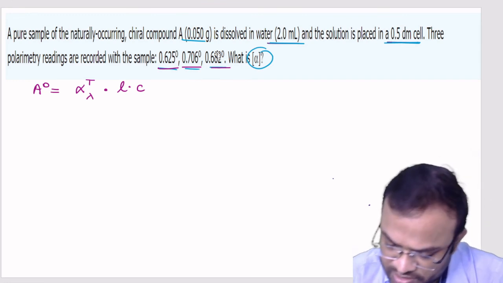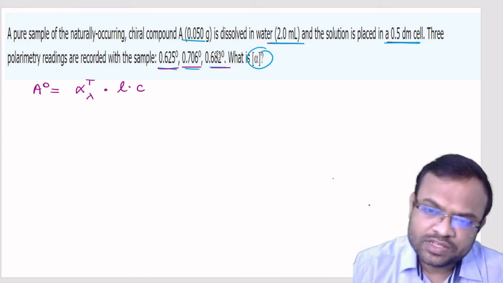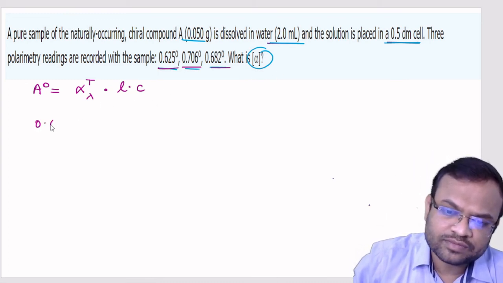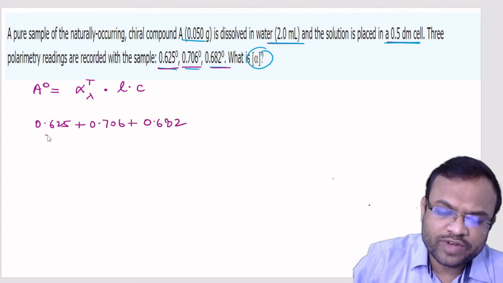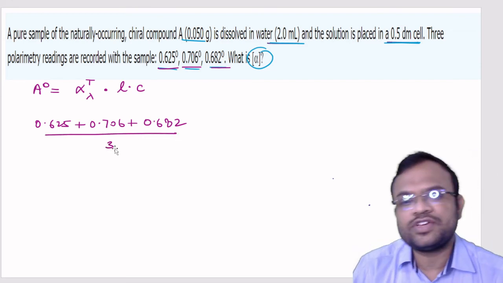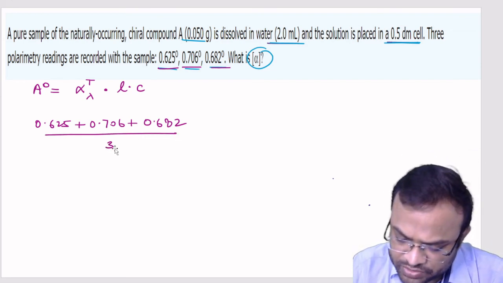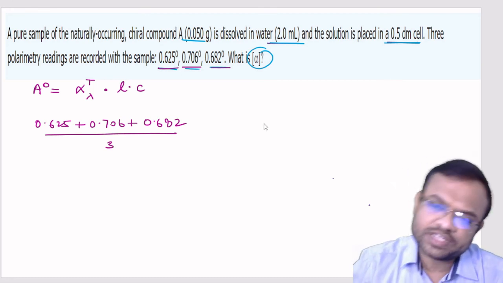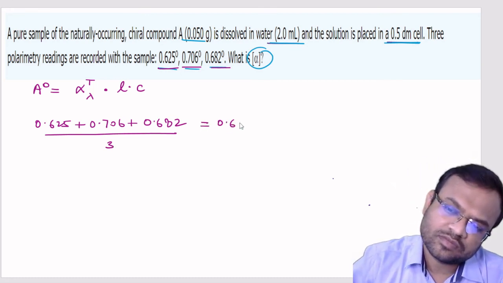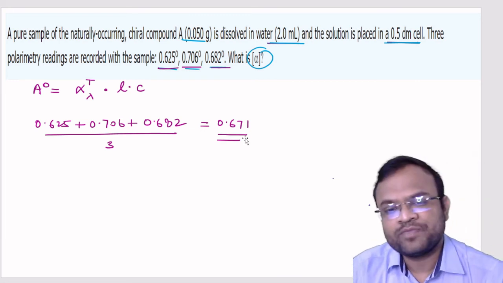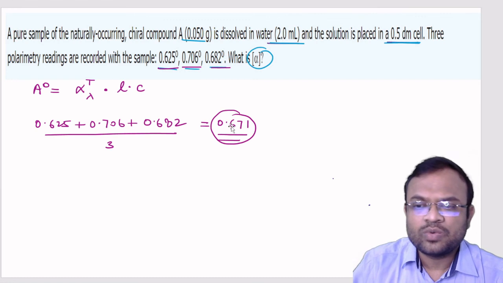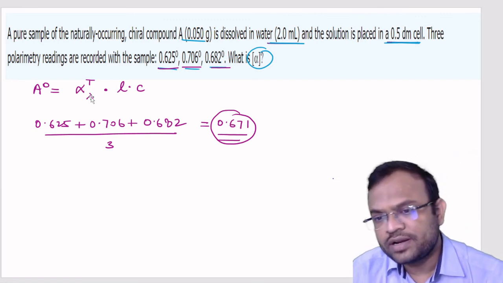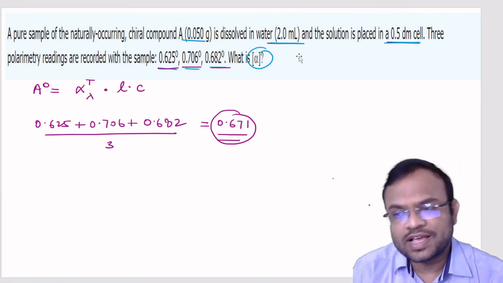So let us just calculate the average. What is the average? 0.625 plus 0.706 plus 0.682, you divide it by 3. This would give you the average reading. If you divide by 3, the value that you would get is 0.671. This is the average value. That means this is the A value. Now, what is alpha? We have to calculate it, and we have been given the concentration as well as the length.